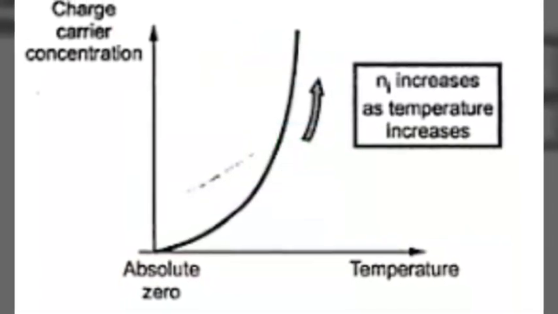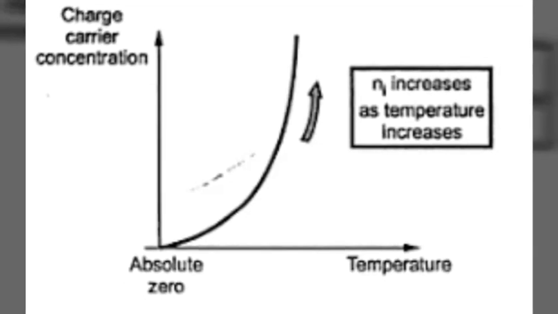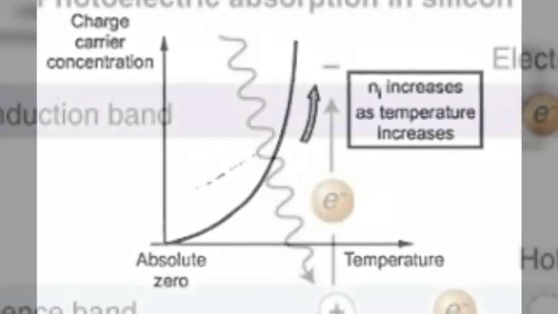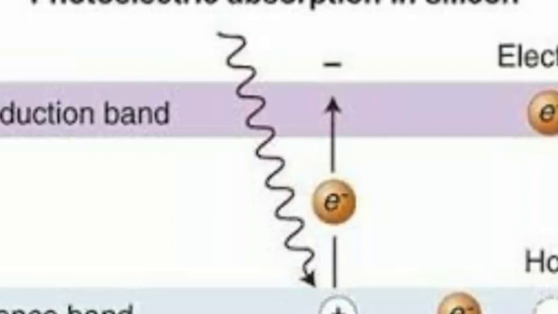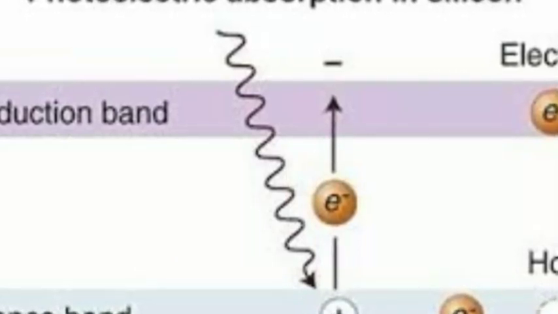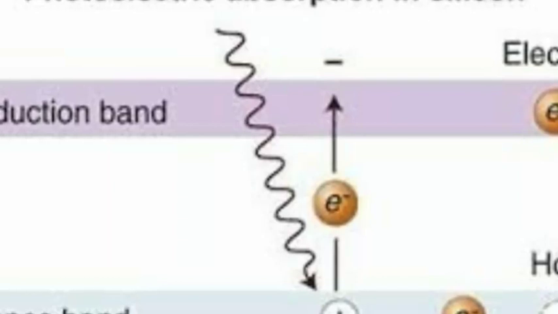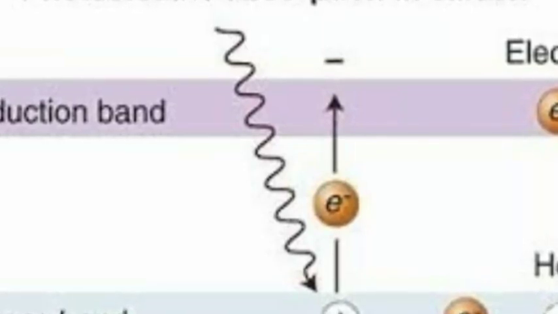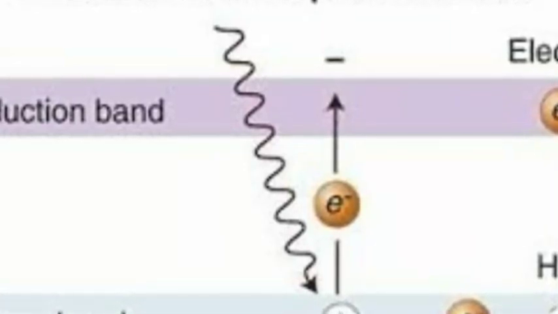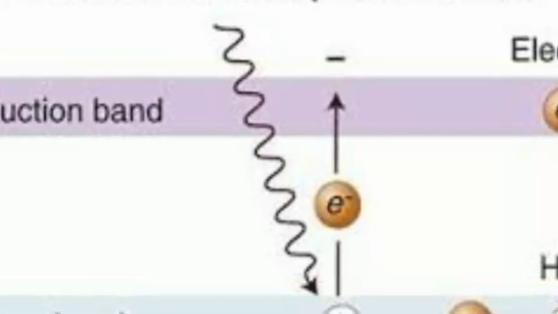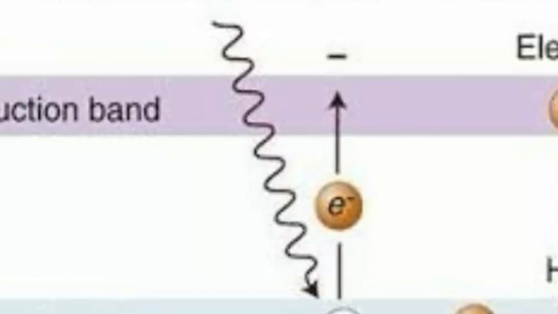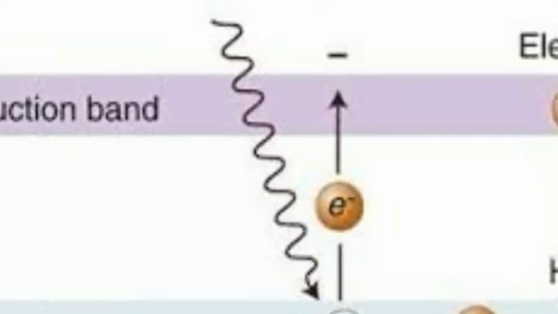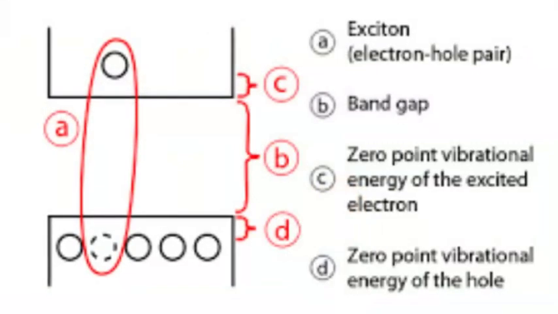And then above absolute zero, when the temperature is raised, some of the covalent bonds in the semiconductor break due to the thermal energy supplied. The result is that a few free electrons exist in the semiconductor. These free electrons can constitute a tiny electric current if a potential difference is applied across the semiconductor crystal. This shows that the resistance of a semiconductor decreases with the rise in temperature.